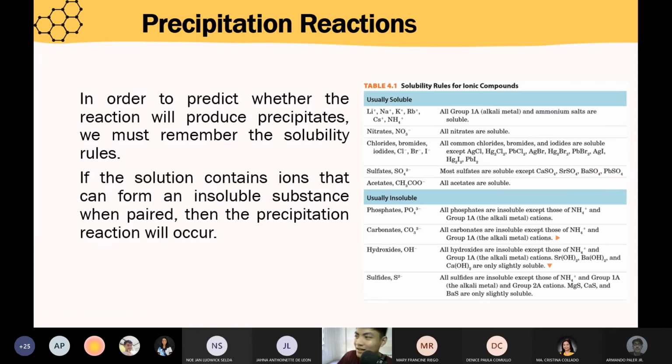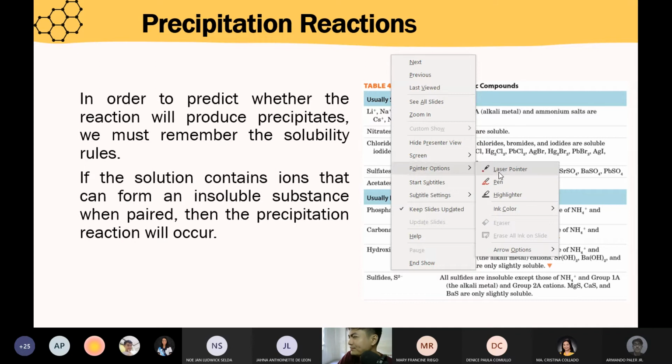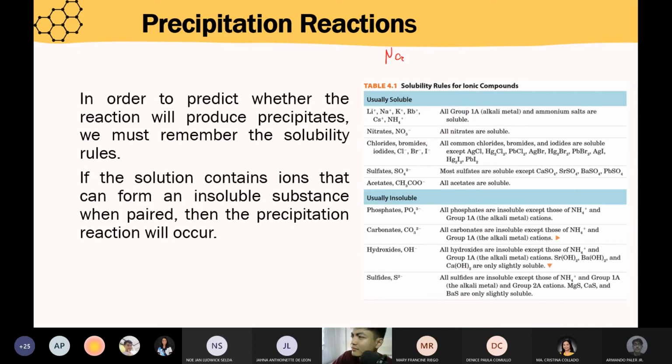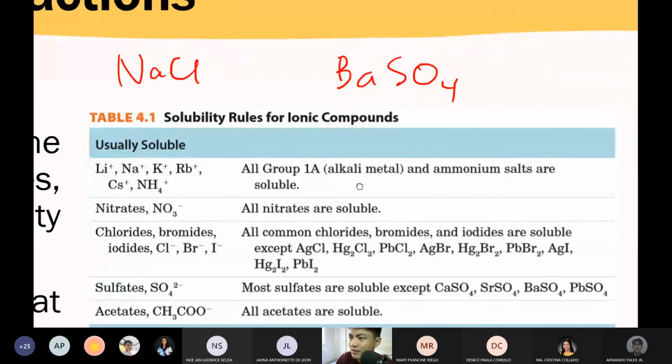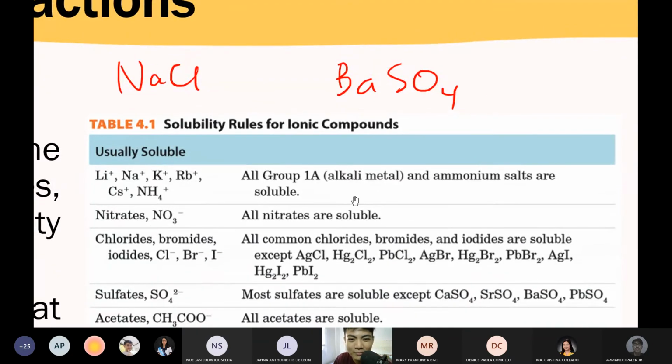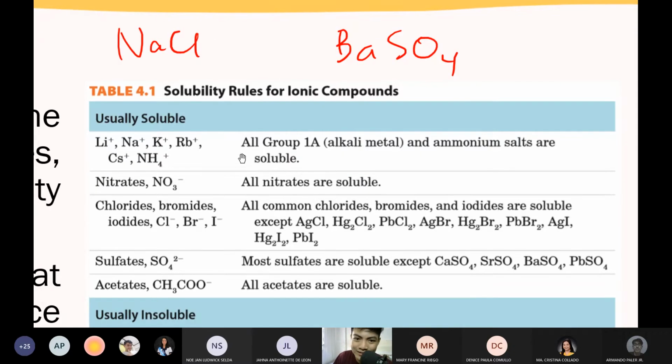Okay? So, tignan natin kung precipitate siya dito. NaCl, barium sulfate. Tingin tayo kung may precipitate na sinabi. Sodium chloride. Precipitate ba yan o hindi? Obviously, hindi yan precipitate. Malamang. Sodium yan eh, di ba? Sabi kasi kanina, pag sodium, soluble yan kahit ano mangyari. Okay? So, kahit ano partner niya, soluble yan. So, this is not a precipitate. So, X na yan. How about barium sulfate?